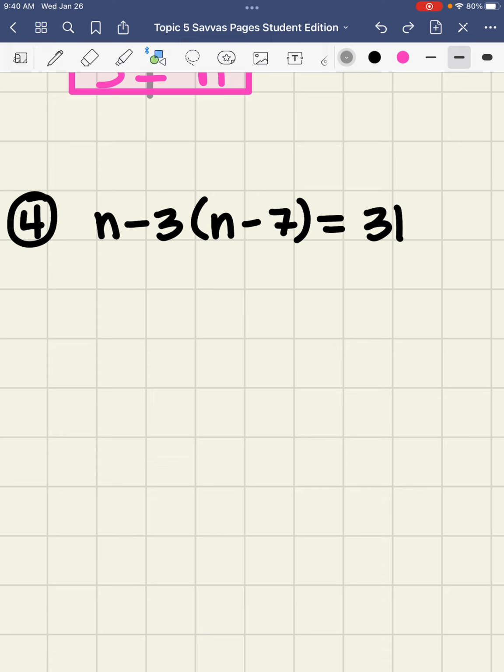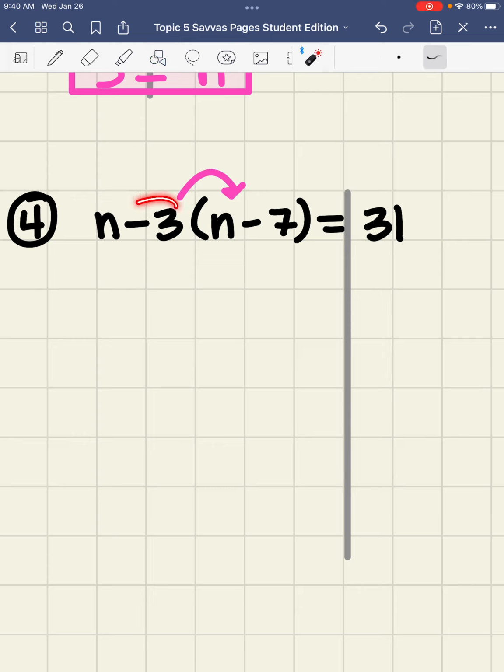Oops. Let's get the tool that helps me have straight lines. Okay, so now we've done that. We're going to get rid of our parentheses with the distributive property. So I'm going to multiply negative 3 times n. And keep in mind that's a negative 3 that's in front of our parentheses. So negative 3 times n is going to be negative 3n.